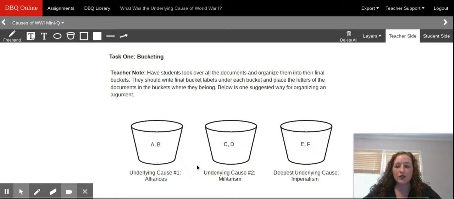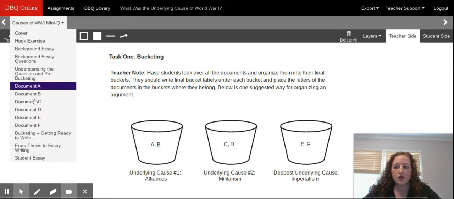Then they looked at all the documents and they thought, okay, source A and source B, the ones that were up here that you guys were looking at, those two were both clearly talking about alliances. So those can go in the same paragraph. Militarism was all about document C and D, and then imperialism was all about document E and F. So those are the things that we're going to talk about in each of our paragraphs, and these are the ways that we can organize them.